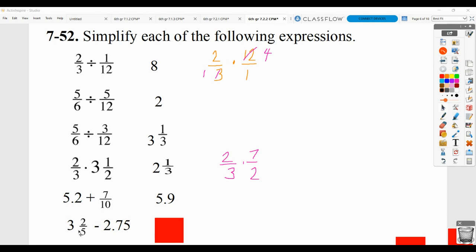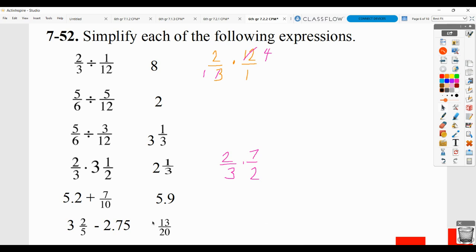For this one, again, you need to change them to the same format, either decimal or fraction. Either way is fine. If you went with 2/5 being changed to a decimal, it'd be 3.4 minus 2.75. And I should see that you regrouped, borrowed, that whole process. Or we know that 75/100 is the same as 3/4. So you could make that 2 3/4, in which case you'd need a common denominator. So again, I'm fine with either method.